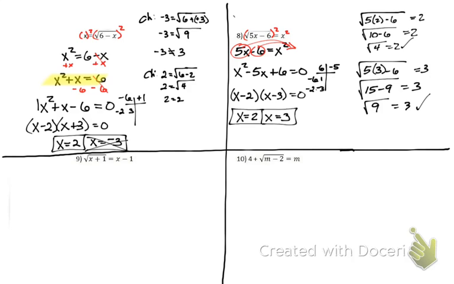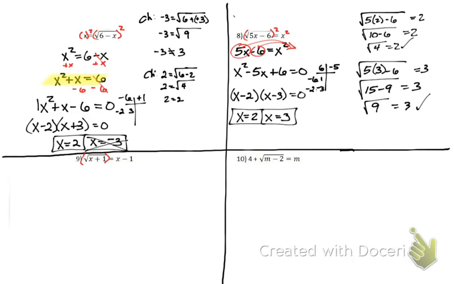Alright, so continuing on, 2 more problems. Pause it, try them out if you want, and then check. I will tell you that in number 9, you are going to have to FOIL the right-hand side, then get everything together, and then factor. So pause if you need to.